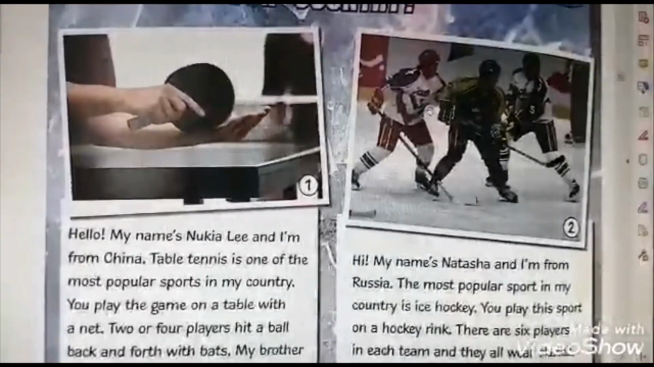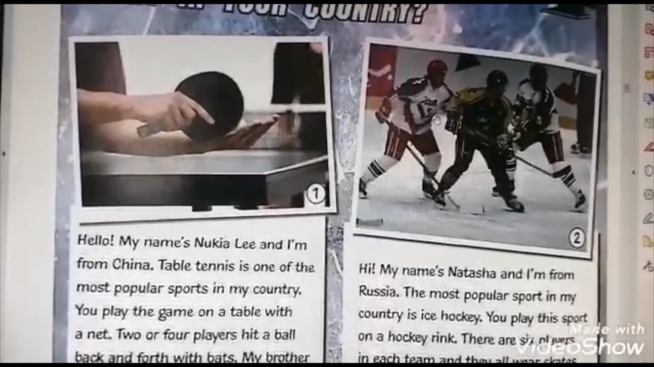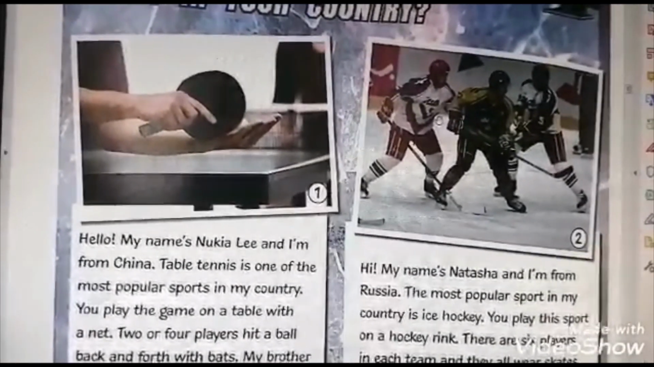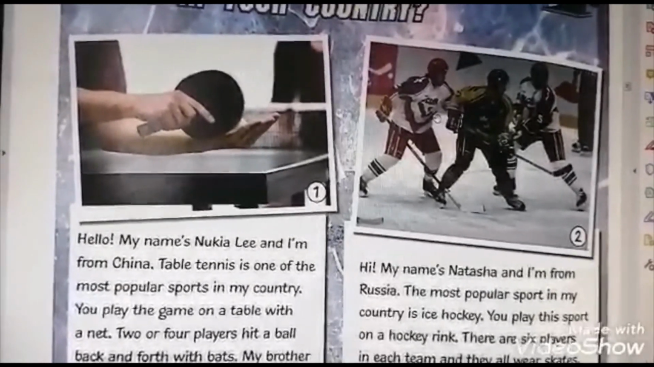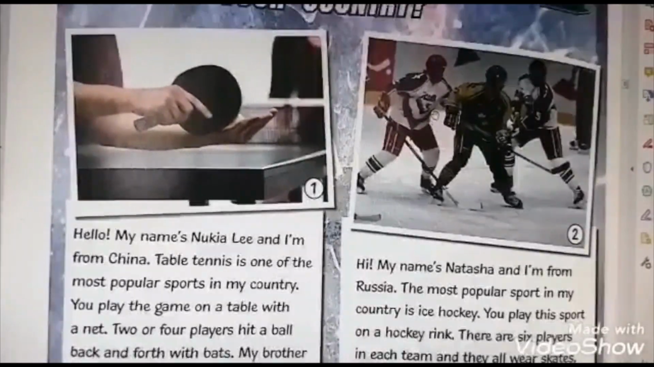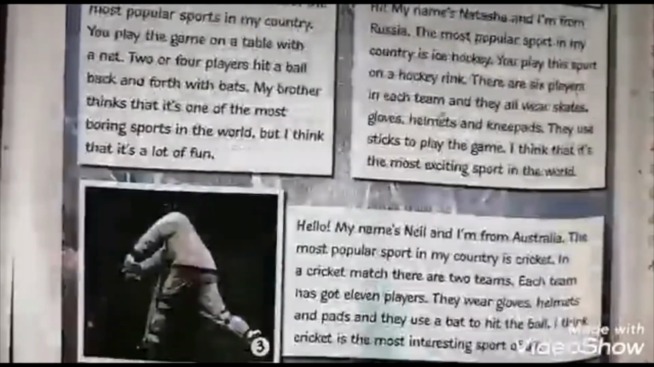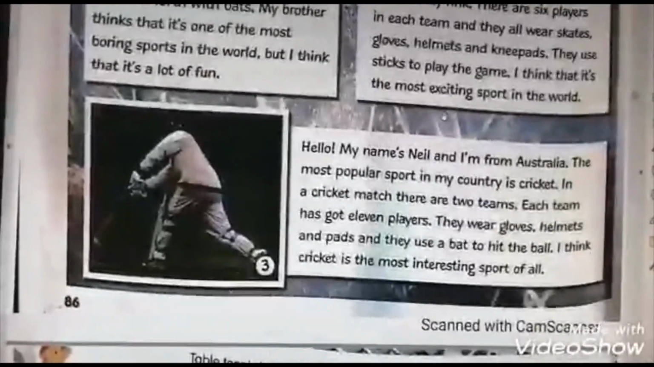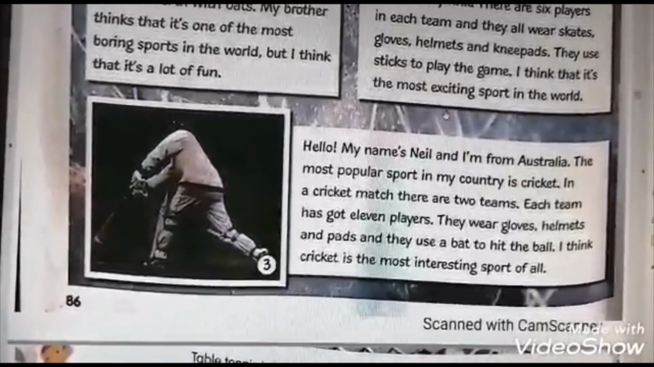Look at the pictures here. As you can see, number 1, which sport is this? Yes, this is table tennis. And the next picture, number 2, what do you think? Which sport is this? Yes, this is ice hockey. And number 3 is a famous sport, cricket.